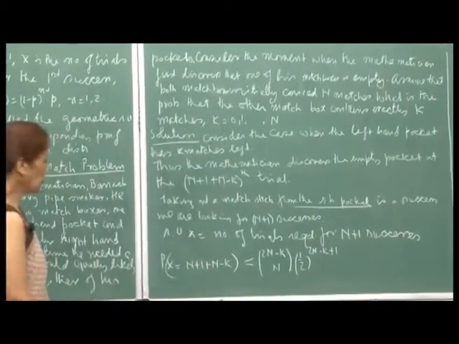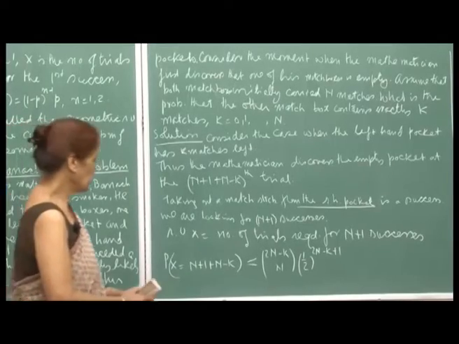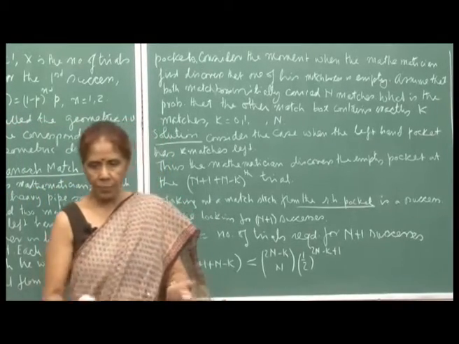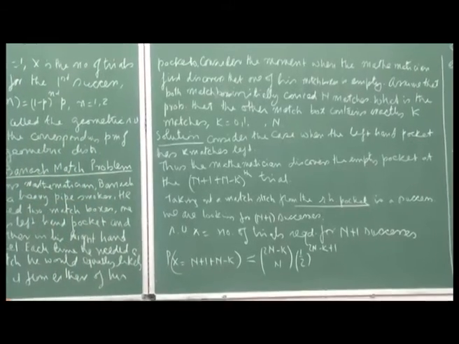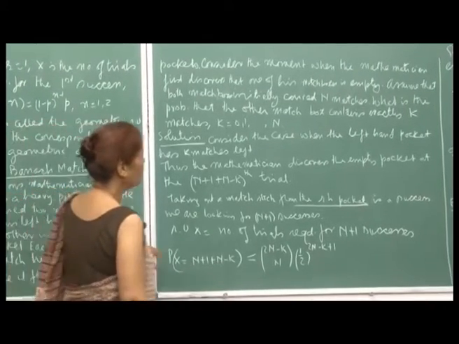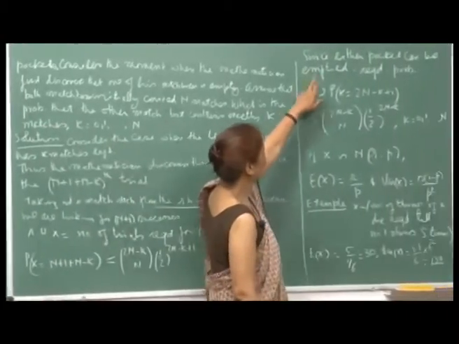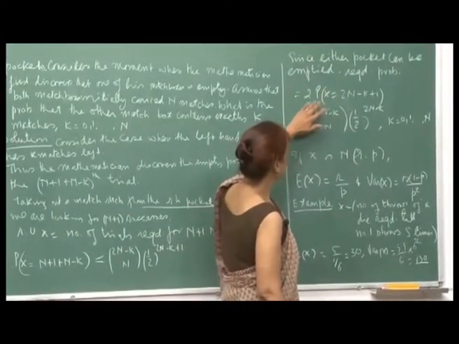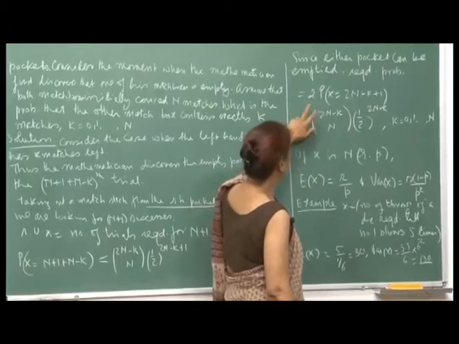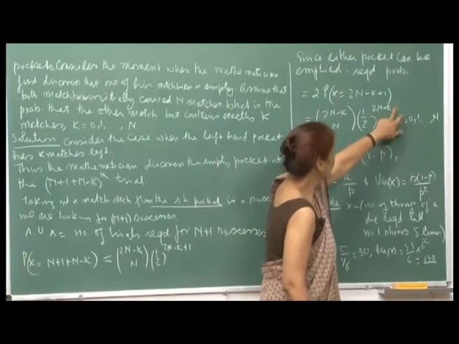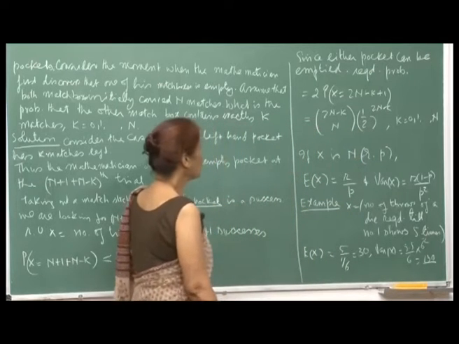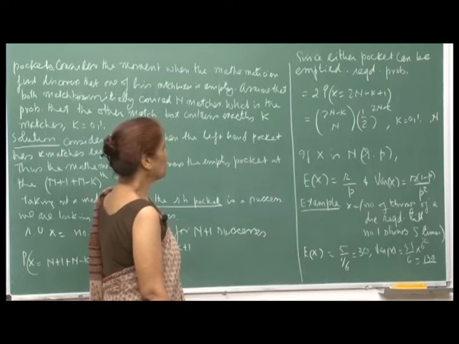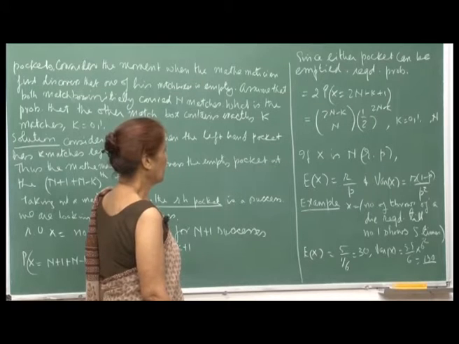Since either of the pockets could have emptied first, the required probability is twice this. When you multiply by 2, the 1 disappears and the required probability is 2n minus k choose n into 1 by 2 raised to 2n minus k.